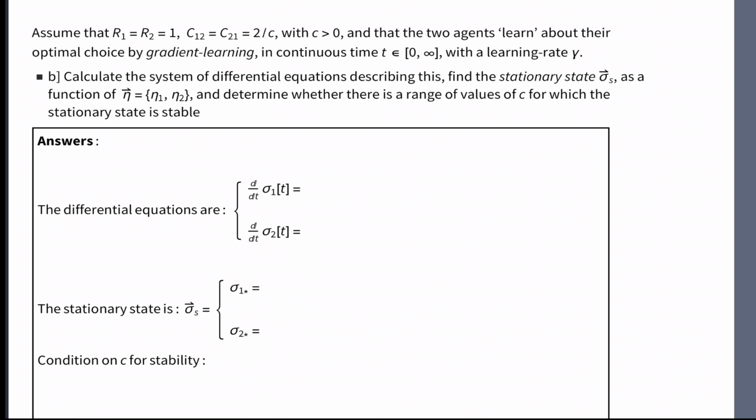Find the stationary state sigma s, which is a vector, as a function of the vector eta, which is eta 1, eta 2, and determine whether there is a range of values of c for which the stationary state is stable.